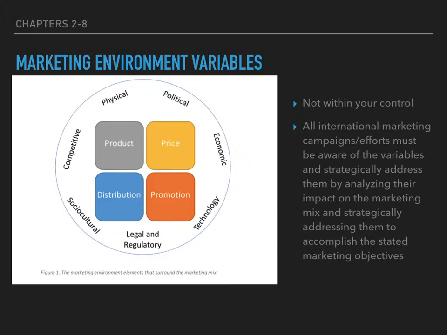And the point of the plan is to strategically address them by analyzing their impact on the marketing mix, which is the 4 Ps. So these variables will all definitely have some sort of impact on your marketing mix: product, price, place, and promotion. And it is your job to address them strategically so that you can convince whoever it is that hired you to do the plan that you've addressed them in such a way that your stated marketing objectives will still be able to be accomplished. So you need to address any threats and or capitalize on any opportunity spaces.